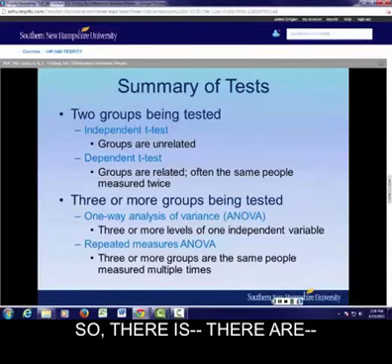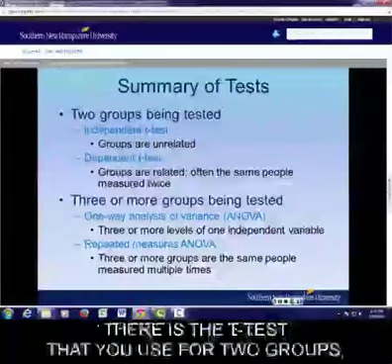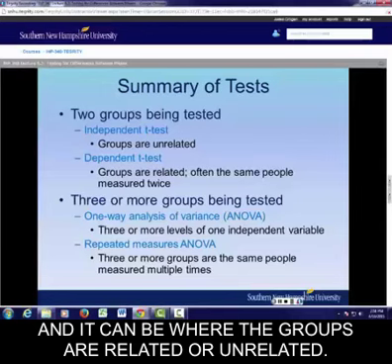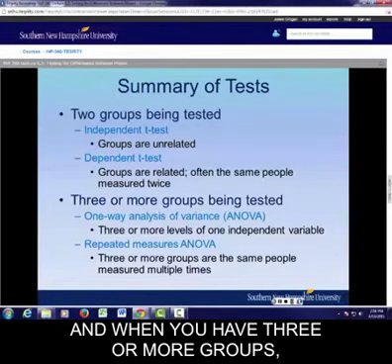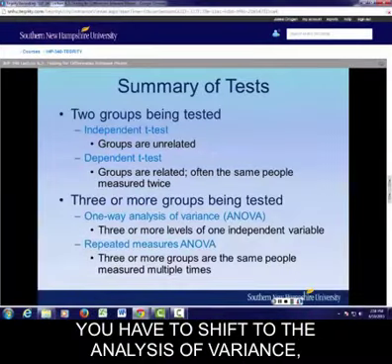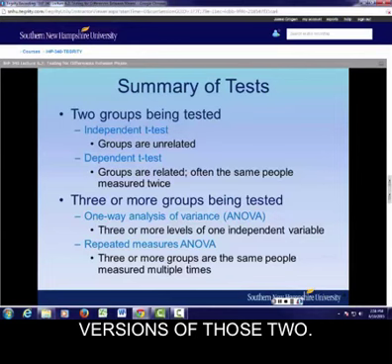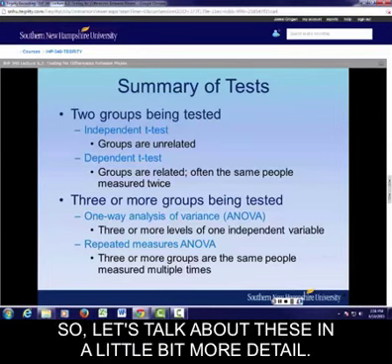So there is the t-test that you use for two groups, and it can be where the groups are related or unrelated. And when you have 3 or more groups, you have to shift to the analysis of variance, and there are dependent and independent versions of those too. So let's talk about these in a little bit more detail.